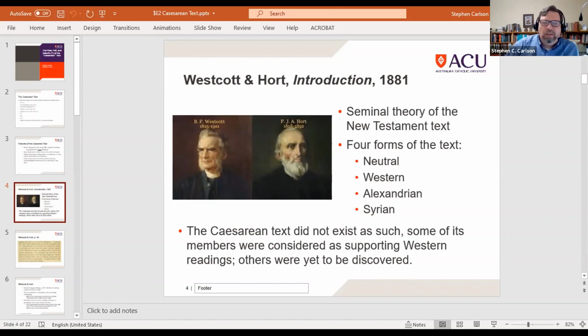Yeah. Neutral is kind of a loaded term. It's really their favorite text. And these days we think of the neutral as an early form of the Alexandrian text.